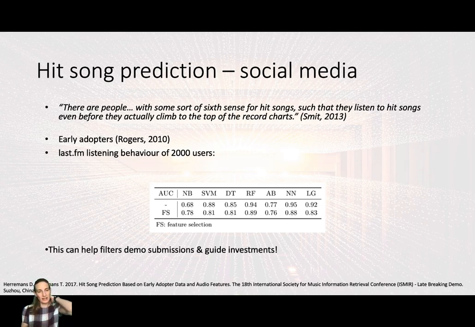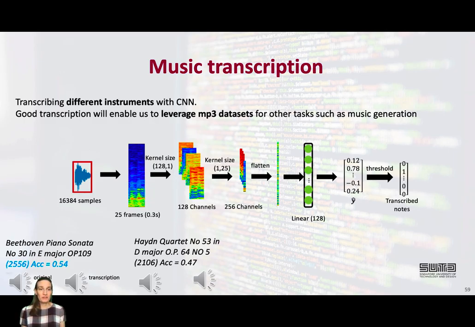There's a group of people which we call early adopters, or maybe trendsetters. And we found that if we did an analysis of Last.fm's listening behavior, we can actually identify users that have a sort of sixth sense. If they listen to hit songs, then the next week, with 95% accuracy, we can tell you it's going to be in the hit charts next week if we see these people listening to it. So that's pretty cool. This study was done by analyzing the behavior of 2,000 users over the course of a few years.